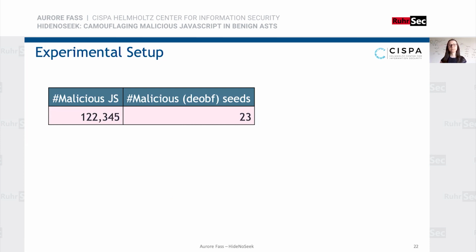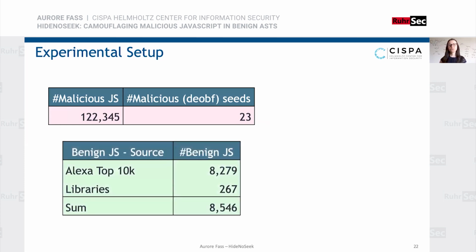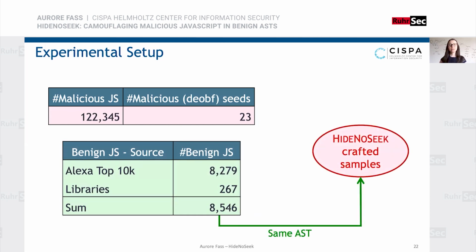and so on. As for the benign dataset, we extracted JavaScript from the Alexa top 10,000 websites, also including external scripts. In a second step, we downloaded the most popular libraries according to W3Techs. And so using these datasets, we can craft malware which has exactly the same AST as the benign samples while retaining the malicious semantics of the initial seeds.